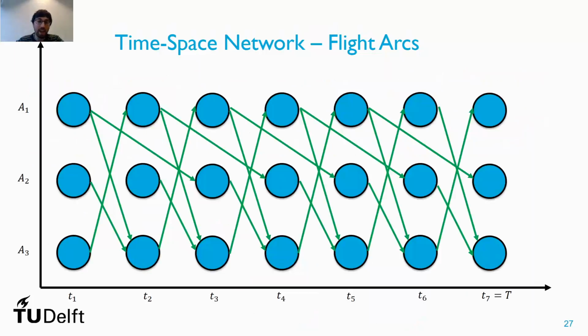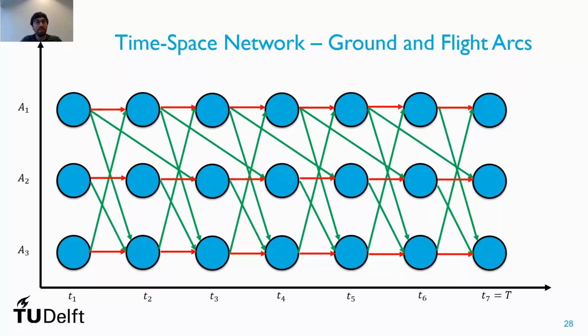Here I'm not plotting all the potential flight arcs. Of course, they depend on many factors, for example, the range considerations. Not all airports are connected because maybe there's not a direct connection between airports, right? So this is just for graphical purposes. And if we retrieve our ground arcs, this is the full time-space network for this example in terms of nodes, in terms of ground arcs, and in terms of flight arcs.